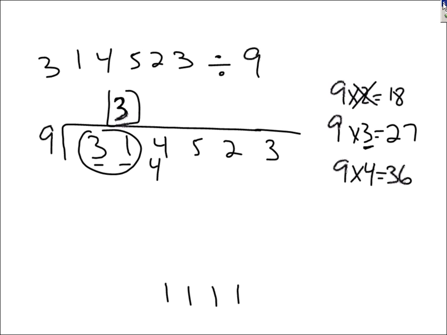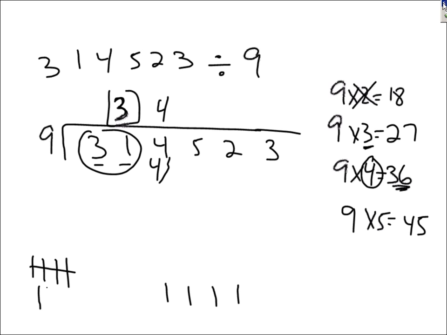9 into 44. Well, 9 times 4 is less than 44. So maybe 4 is the answer. But it won't be the answer if 9 times 5 is less than 44, or equal to 44. But it isn't. It's bigger. So 4 is the winner. 9 times 4 is 36. When you take it away from 44, 37, 38, 39, 40, 41, 42, 43, 44. The remainder is 8.